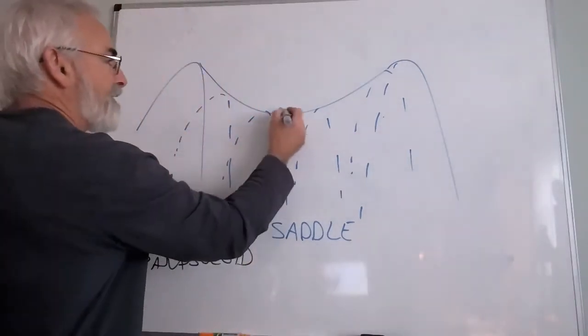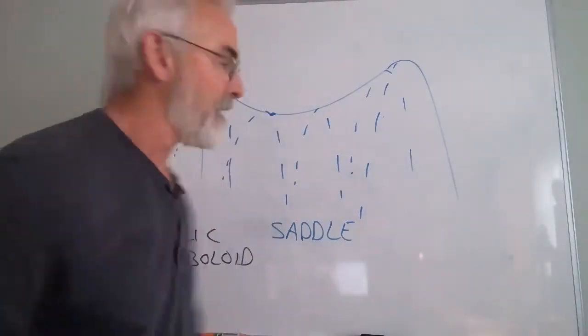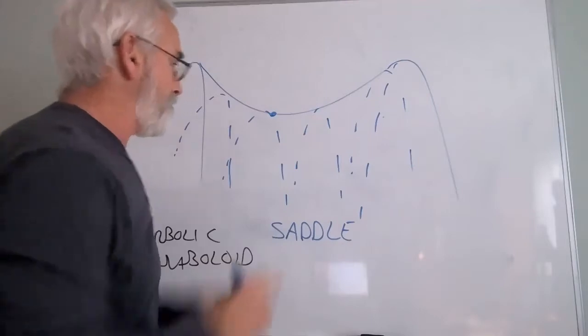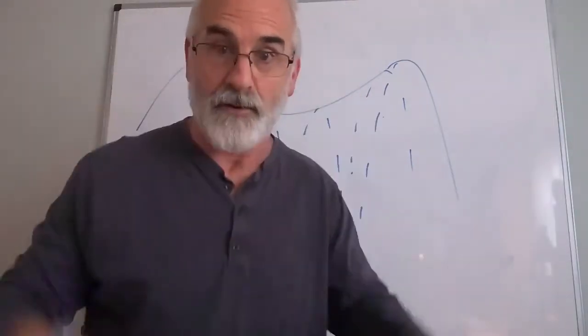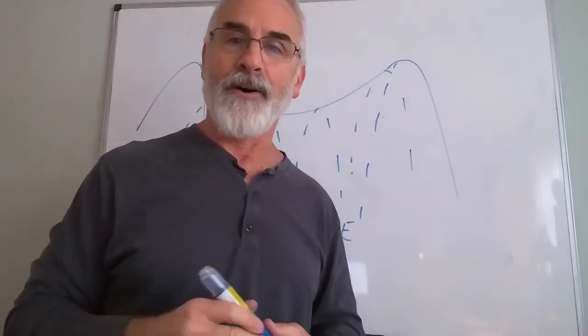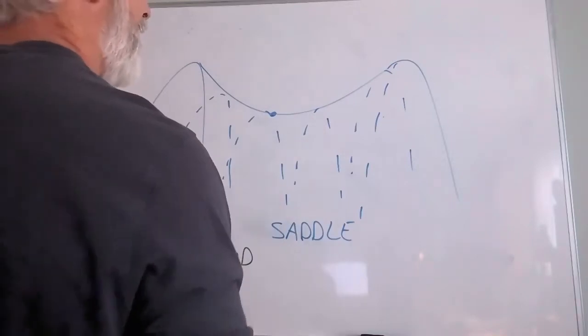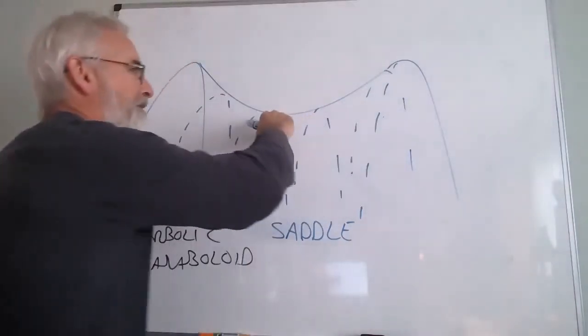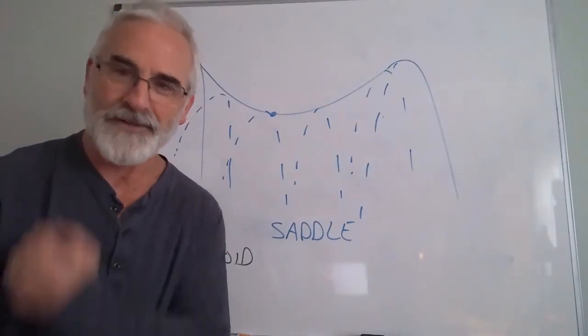So the vertex of the parabola clearly is the highest point on the parabola, because they're all pointing downwards. Now, I'm looking at this hyperbola coming at me. And clearly, when I'm looking at that, that's the low point.